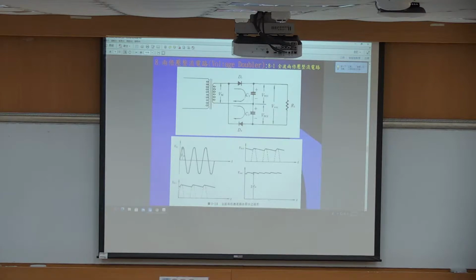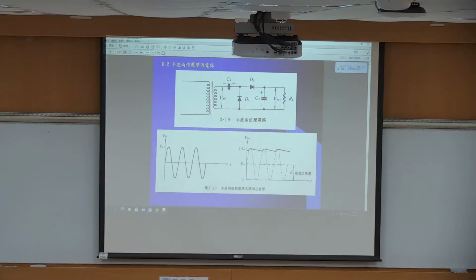So we can see that the output is higher than the one before. So we have 2 times the voltage, and we call it the voltage doubler. It doubles the original value of the voltage.